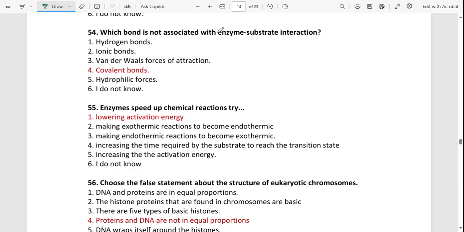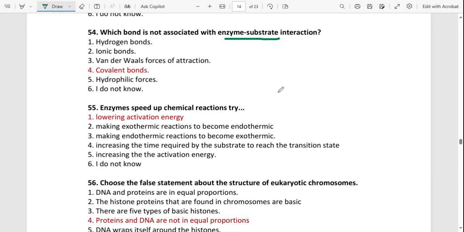Which bond is not associated with enzyme substrate interaction? Hydrogen bond, ionic bond, van der Waals, covalent, hydrophobic bond. Remember we said the enzyme and substrate interaction is just like the enzyme and the inhibitor. These bonds are normally not covalent bonds because covalent bonds are permanent. For permanent inhibitors, they can bond by covalent bonds. Same with the substrate. The substrate doesn't bond forever with the enzyme, so it doesn't use covalent bonds because those are strong and they are permanent.